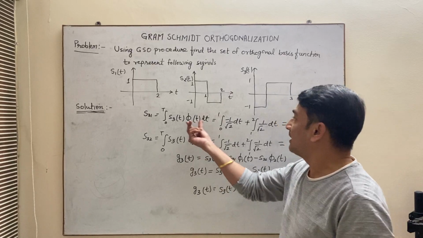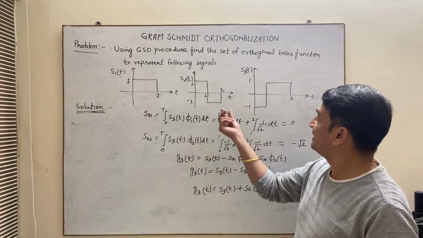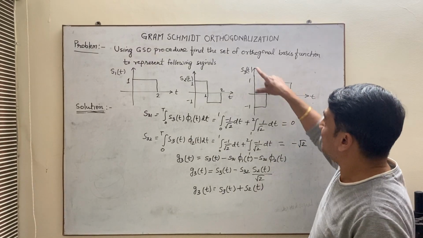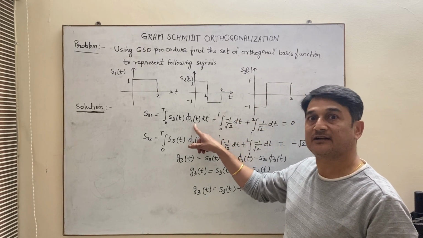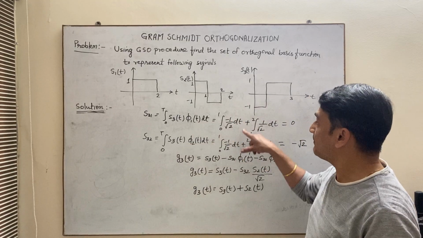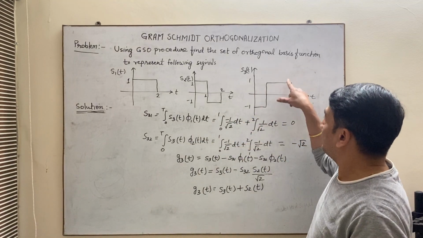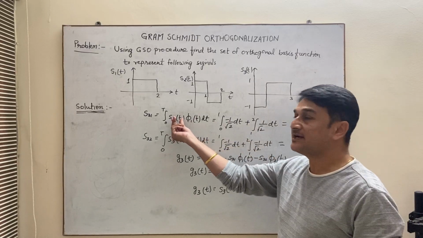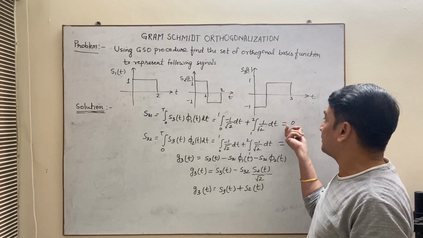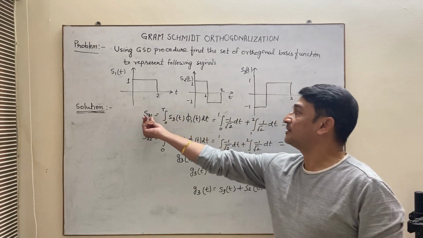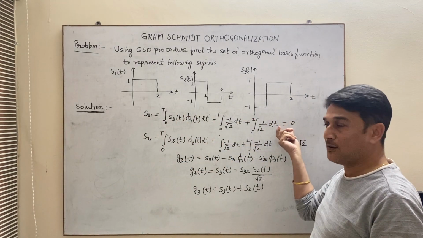As far as S3(t) phi 1(t) is concerned, within 0 to 1, the value of S3(t) is minus 1, and phi 1(t), we know, is 1 by root 2. So it will become minus 1 by root 2. And for 1 to 2, the function S3(t) is plus 1, so it will be 1 by root 2. So after calculating this, you will get the coefficient S31 as 0.